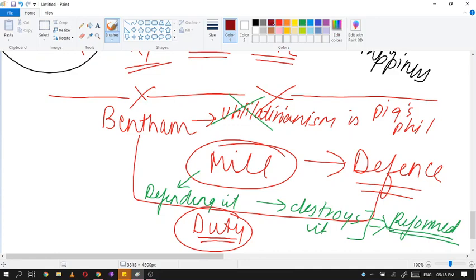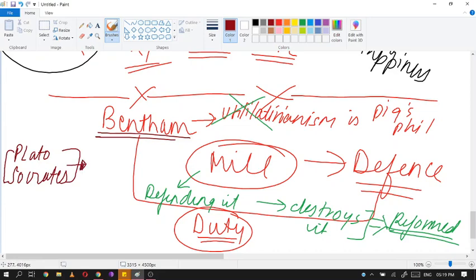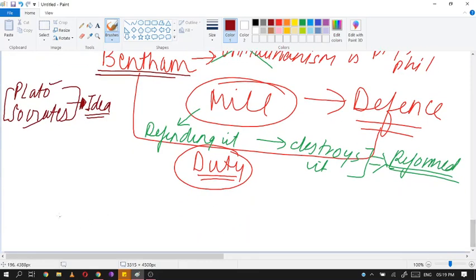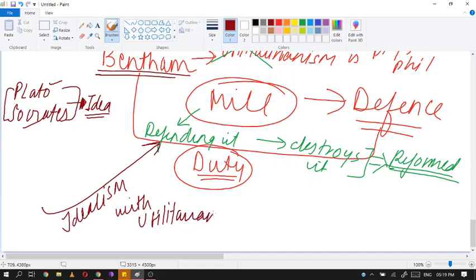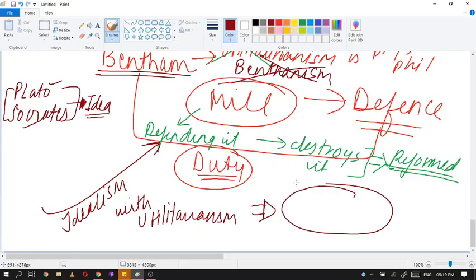Now, why? The answer to this question is because Bentham was not the only master Mill had. Mill also had masters like Plato. He was very influenced by Plato and Socrates, and their world was the world of ideas. And if you want to reform something that is so materialistic and you are influenced by Plato and Socrates, what should be your method? That you will try to incorporate idealism with utilitarianism, and this will in turn destroy total Benthamism. Benthamism will be finished. It will become something else. It will be a reformed utilitarianism. Okay.